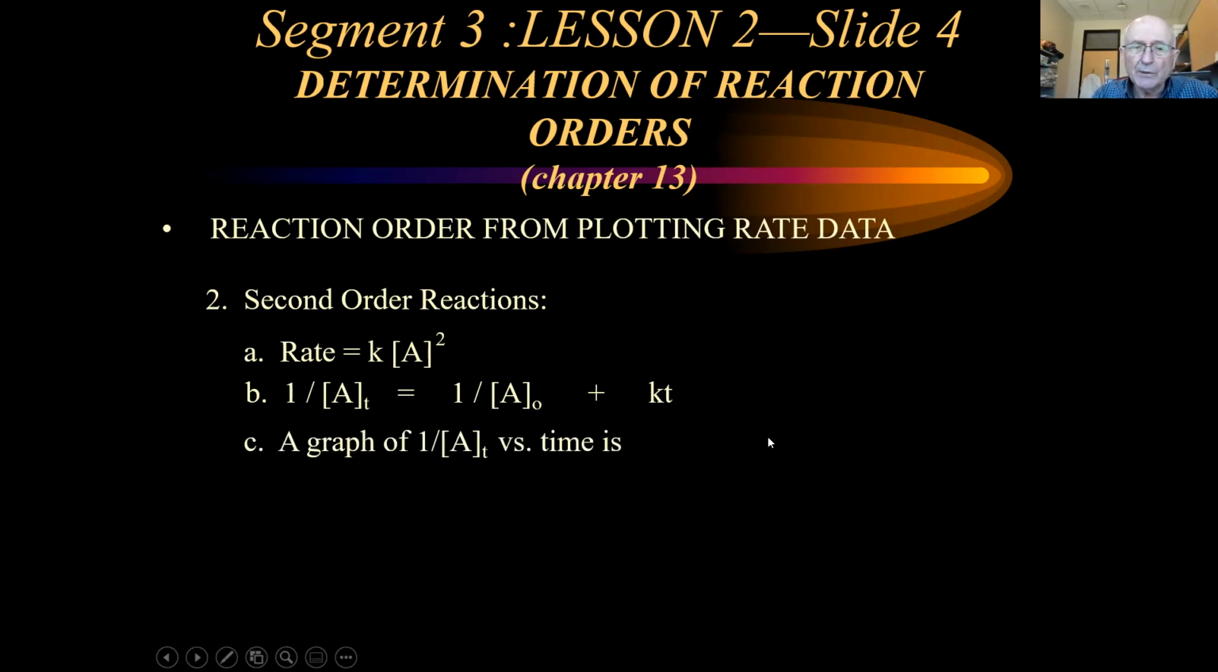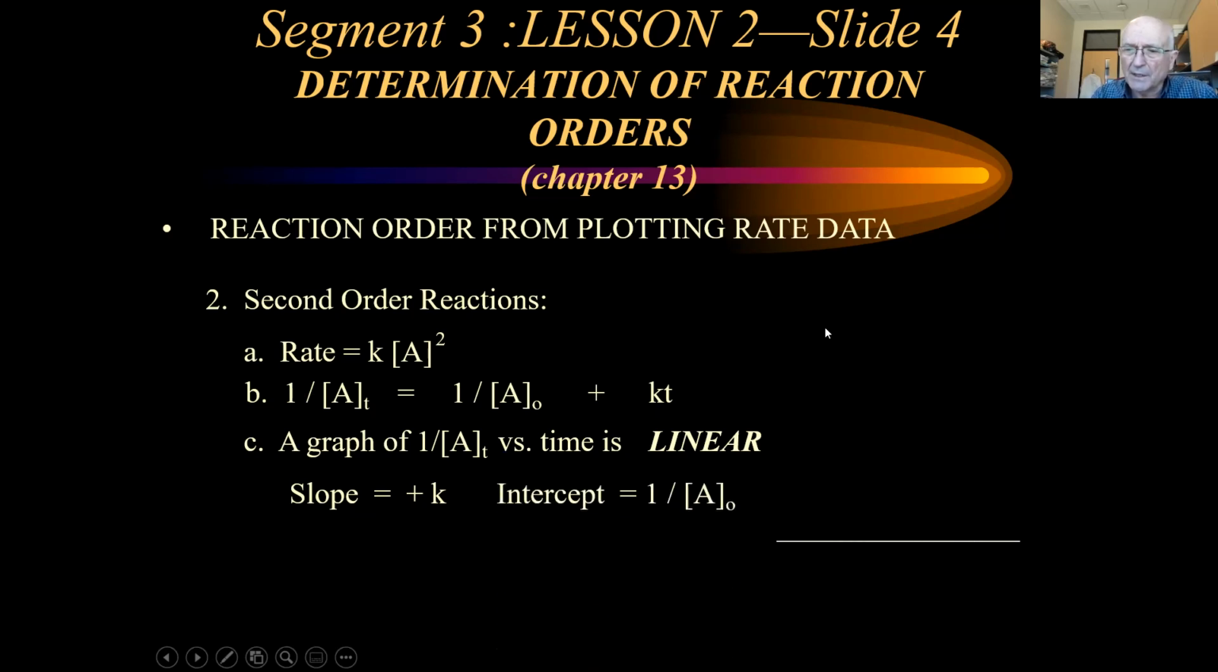So again, here's the way you make the graph. You would plot 1 over concentration at any time as the y-axis component and time as the x-axis component. And so you would have an equation in the form y equals mx plus b, which is a straight line. And the slope and the intercept would give you the specific rate constant. And so you get a graph that would look like this. And you know, this one's going to increase over time.